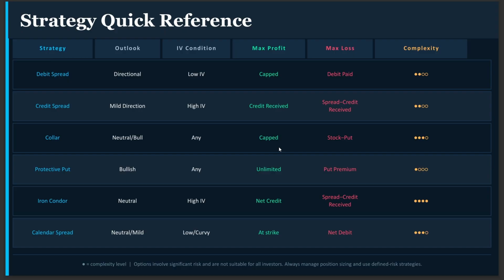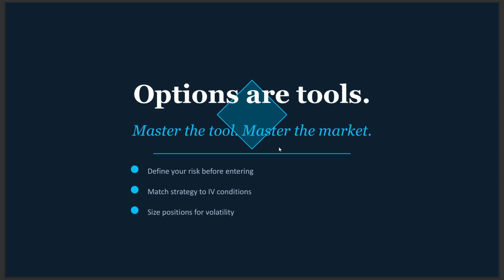All right. So with all that said, options are tools. Master the tool, master the market. You can define your risk before entering with most spreads, and you can match strategies to implied volatility conditions. When I say the market changes constantly, this cannot be understated, and it's true all the time. Market conditions do change, and you have to monitor what the market is doing. You have to be in tune with, am I in a high implied volatility environment, or am I in a low implied volatility environment? Is what I'm trading high implied volatility, or is it low?